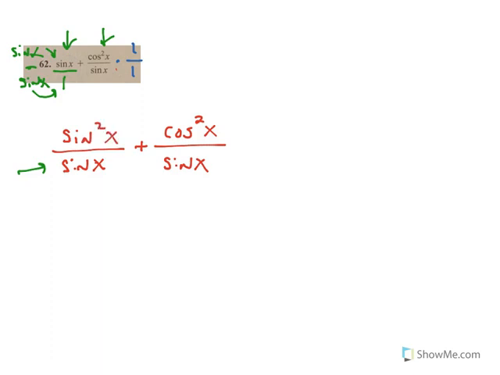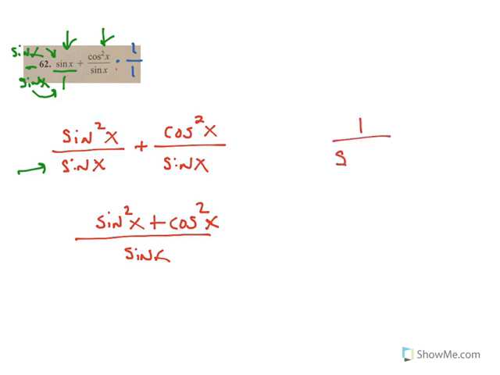Now that you have common denominators, you can put your fractions together. So we're going to have a common denominator of sine of x. And we can add the numerators, so sine squared plus cosine squared. And you can probably start to see where this is going. Sine squared plus cosine squared is 1 from our Pythagorean identity. So we get 1 over sine of x, and the reciprocal with sine is cosecant, so 1 over sine would just be cosecant. So that would be your simplification for number 62.